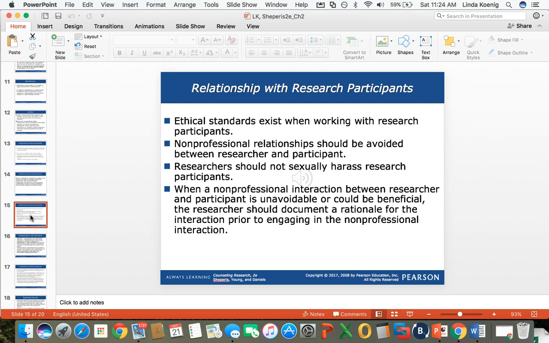So if we end up at a wedding and we didn't know that our client was going to be there and they're seated at the same table that we are, you can't exactly ignore that person. You're going to have to engage in a social situation with them as minimally as possible. In that situation, it wouldn't be possible to document it ahead of time, but we would want to document it afterwards. If we knew about it ahead of time, we would want to have a conversation and document the rationale for that.